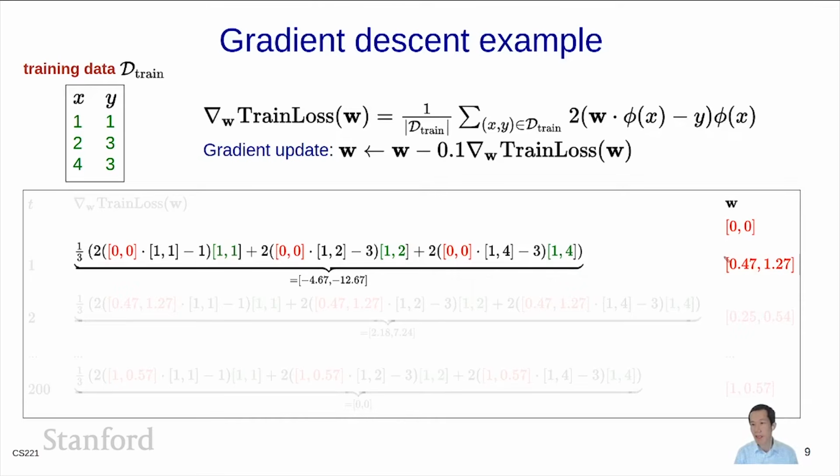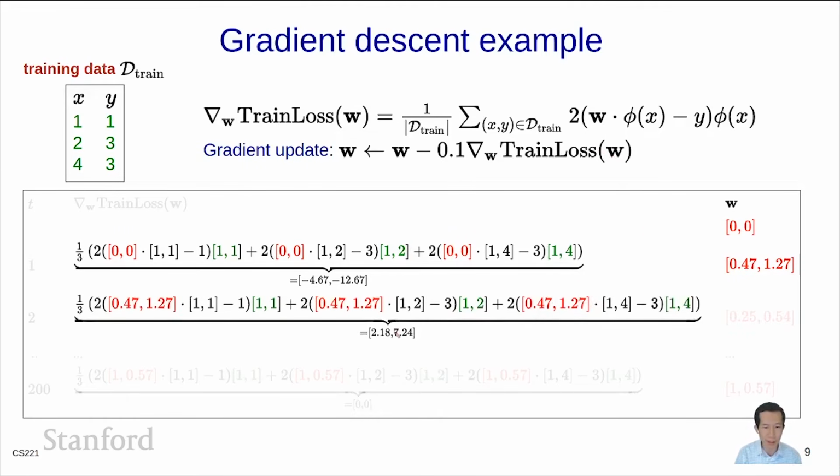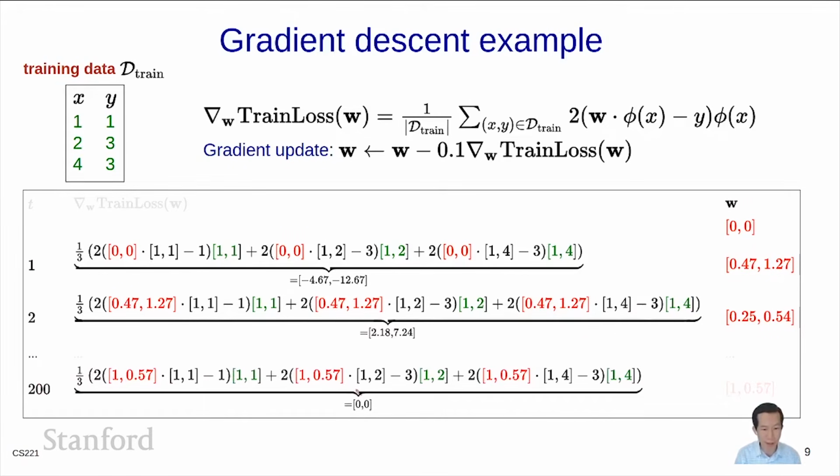Okay, so now the second iteration, you're going to take this weight vector, stick it into this expression all over again. You compute a new gradient, and then you subtract that gradient times 0.1 from this weight vector, and you're going to get a new weight vector. And then you keep on repeating and repeating. So after maybe 200 iterations, you're going to end up with something like this.